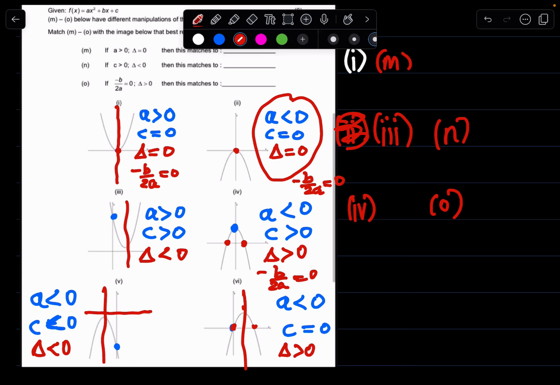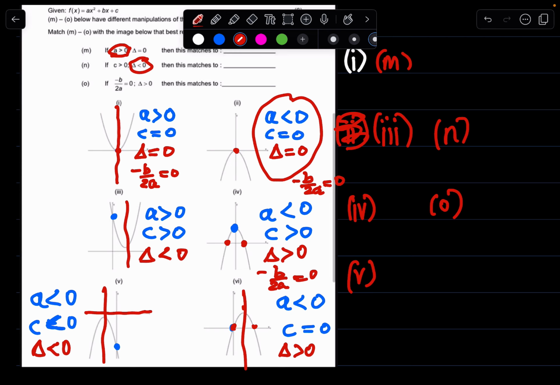Right. Okay, now let's do 5. On 5, we have A less than 0, which matches with this. We have delta less than 0, which matches with that. And then we have C less than 0, which matches no option because C less than 0 is not there. So none best represent 5.